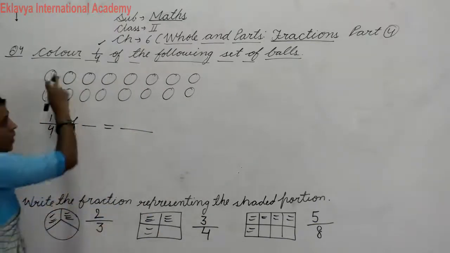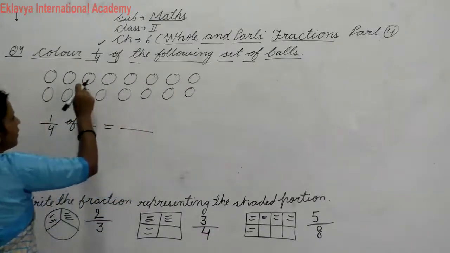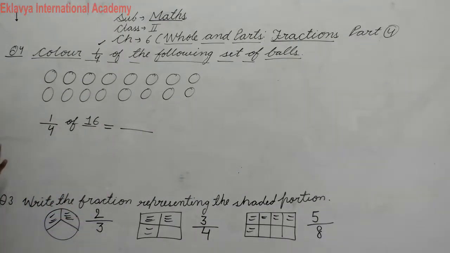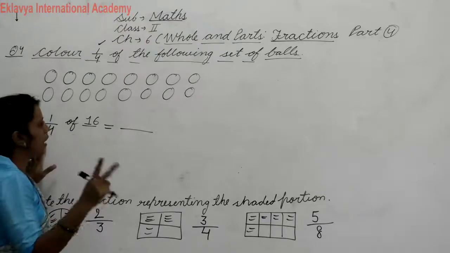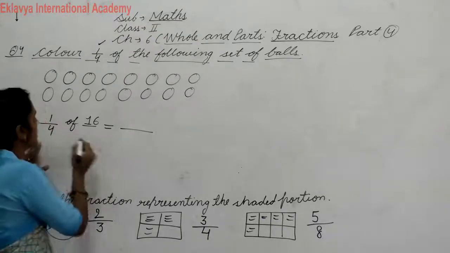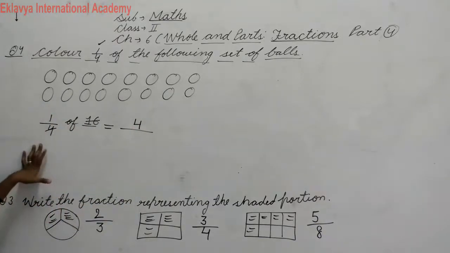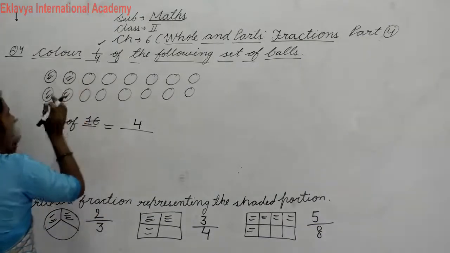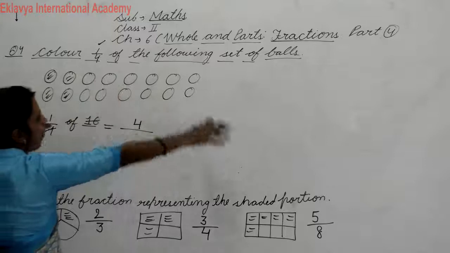You have to write here total ball. Yes, first of all we will count: 1, 2, 3, 4, 5, 6, 7, 8, 9, 10, 11, 12, 13, 14, 15, 16. So we will put 16 here. Okay, got it? Now we will speak table of 4, in which number we will get 16. 4 1 ja 4, 4 2 ja 8, 4 3 ja 12 and 4 4 ja 16. So your answer is 4. We will fill 4 balls color in this set. That is your 1/4 from that whole set of balls.